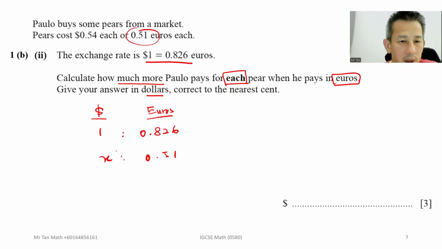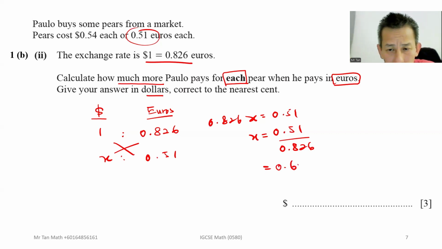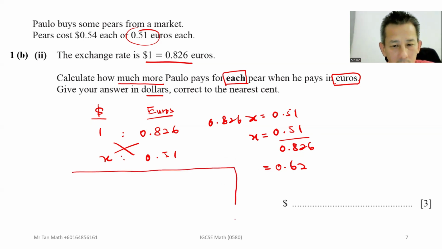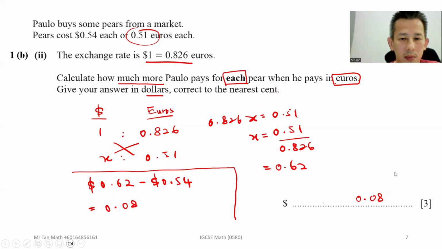Again, we use the ratio method, cross multiply, and get 0.826x equal to 0.51. So x equals 0.51 divided by 0.826. You should get 0.62. This will be in dollars. The question asks for how much more, therefore you do 0.62 minus 0.54. You should get 0.08, correct to the nearest cent.